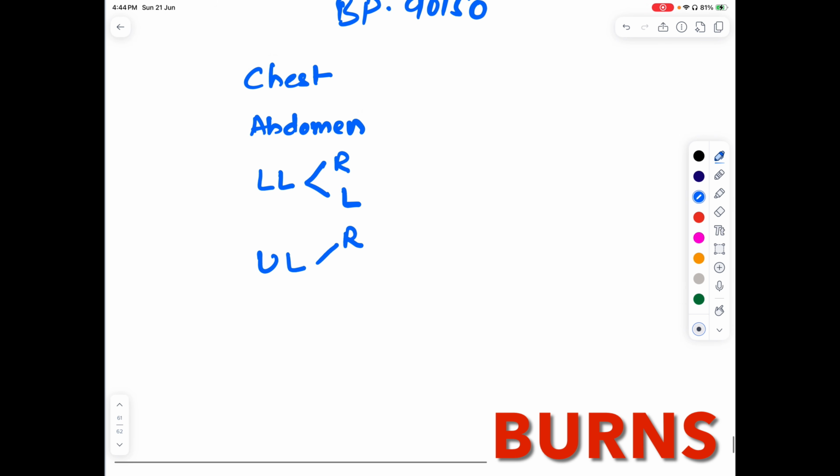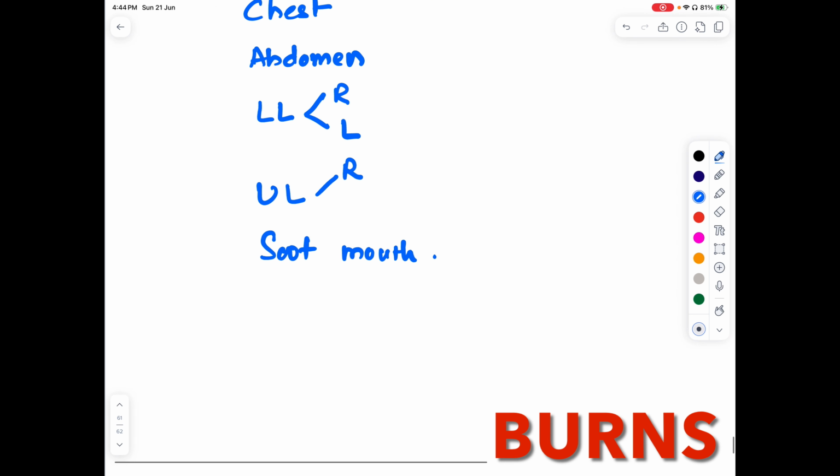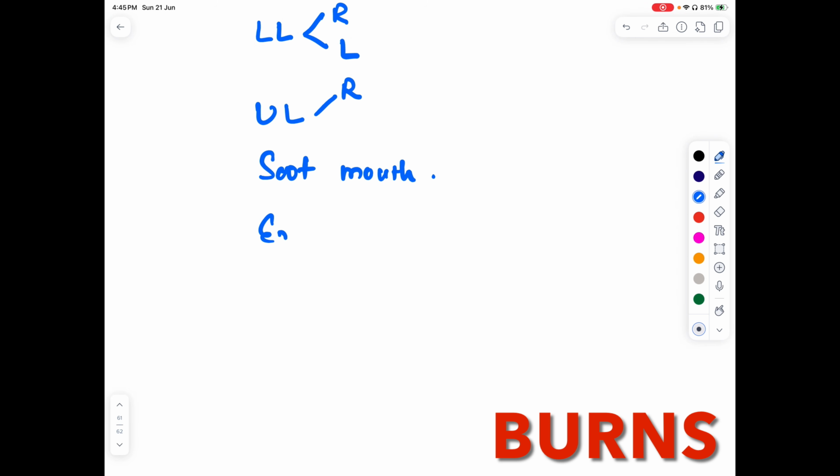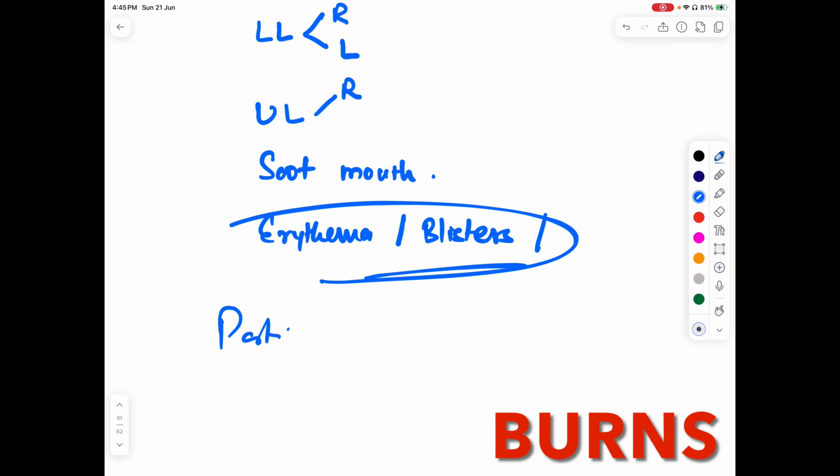There is some soot around the mouth and nose. He has erythema and blisters, and he was able to jump from the first floor window. So blisters are there. Now, which is the type of burn? It is partial thickness, because the patient is having blisters and erythema. This is pointing towards partial thickness.